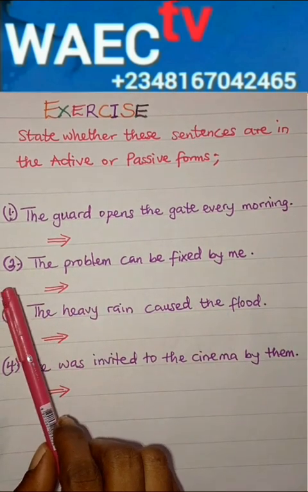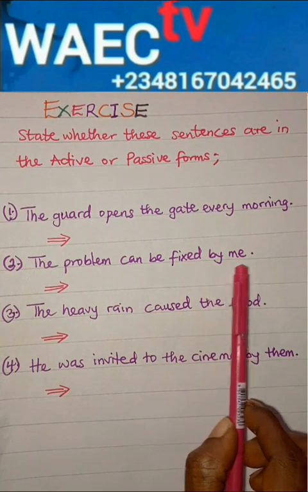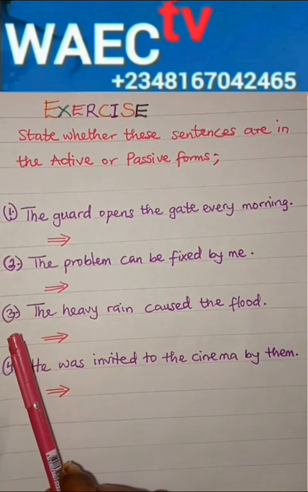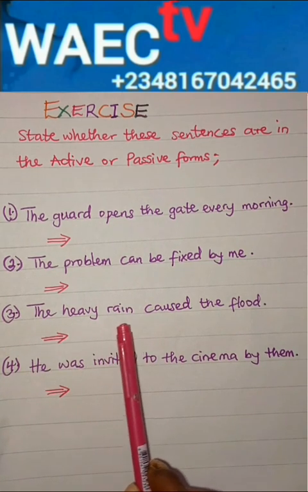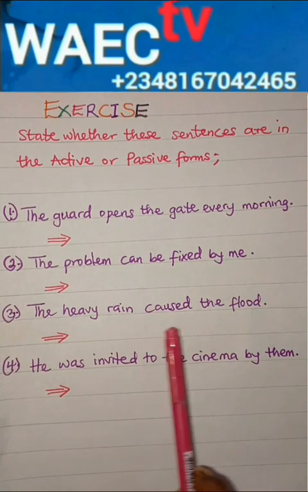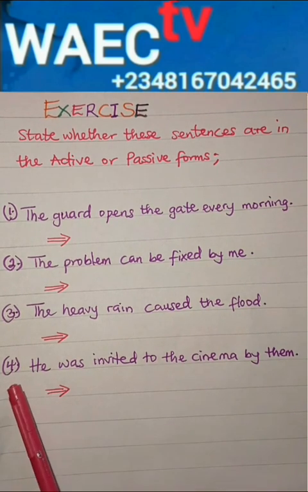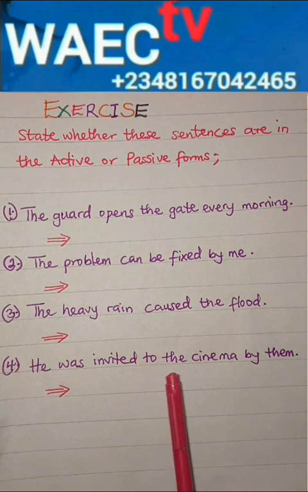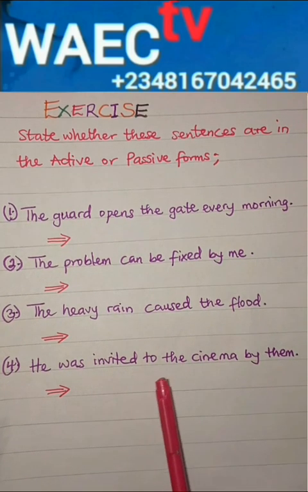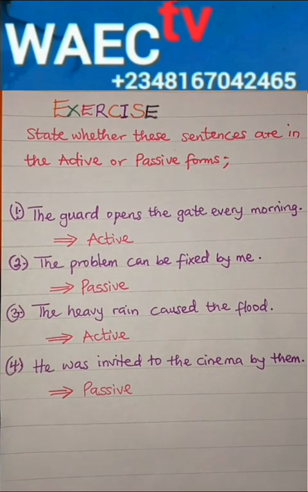Number 2, the problem can be fixed by me. Is this in the active or passive form? Number 3, the heavy rain caused the flood. Is it in the active or passive voice? Number 4, he was invited to the cinema by them. Is this in the active or passive voice? Do that quickly. Let's take a look at the corrections.